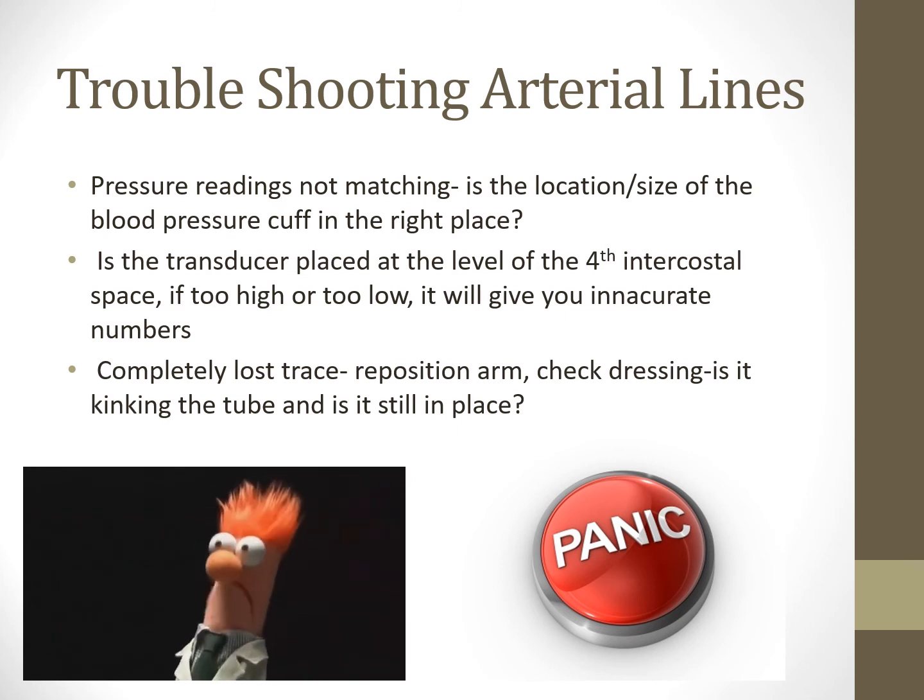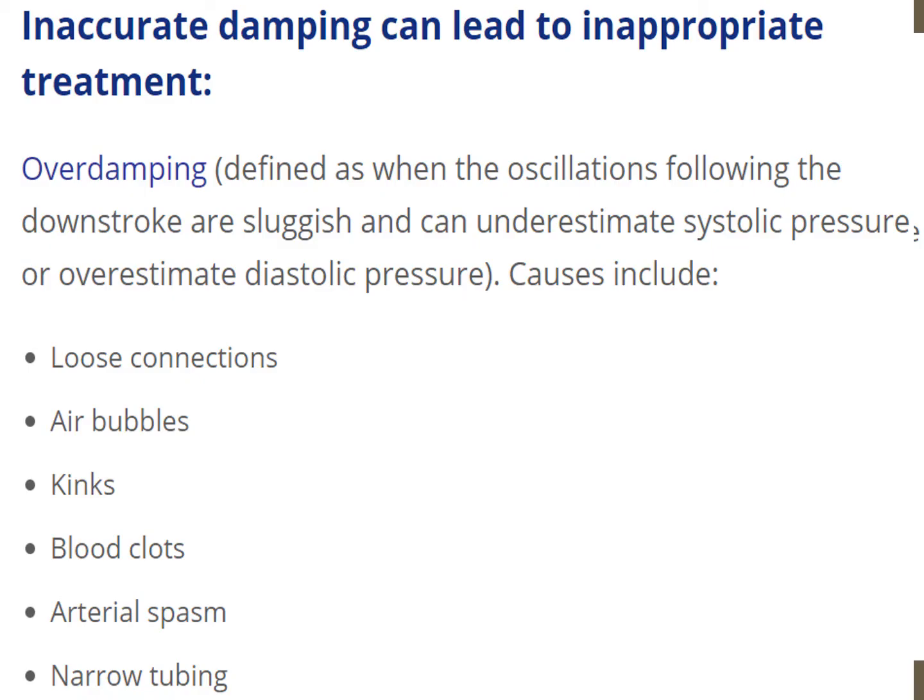Is the transducer in the right place, right? Before you start changing things and throwing drugs and fluids at patients, just make sure the transducer is in the right placement. Simple steps that you can do that will cost almost no time at all. Too high, too low, we already talked about what that means. If you completely lose a trace, reposition the arm, check the dressing. Is the tube kinked? Is it still in place? In other words, did they pull their own arterial line out? It can happen.